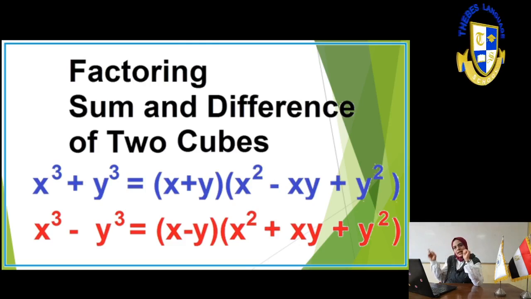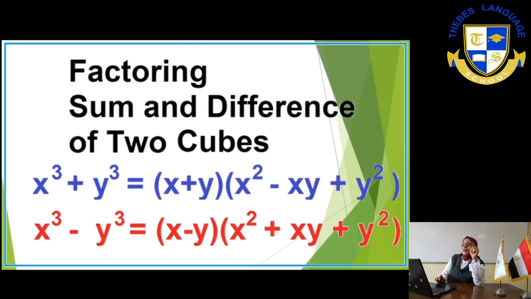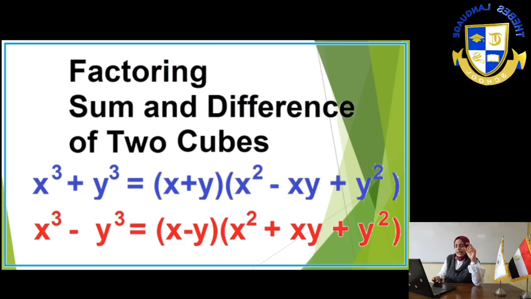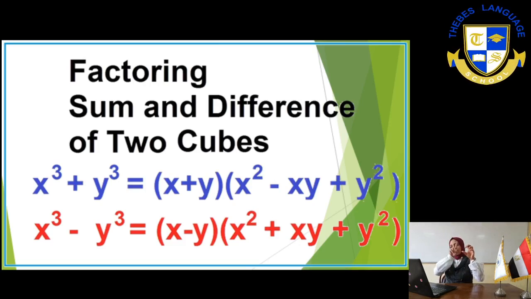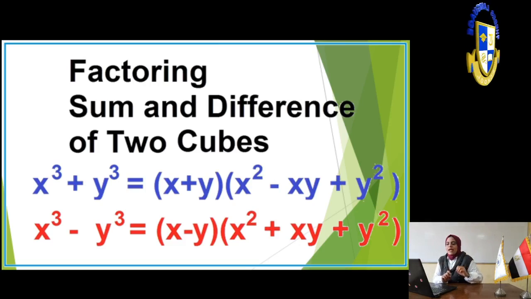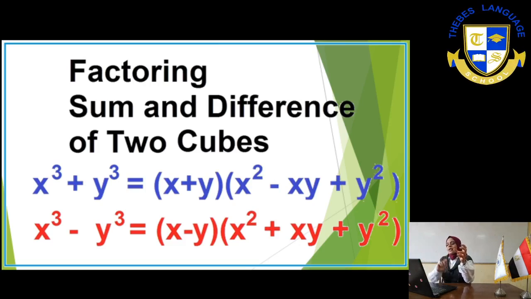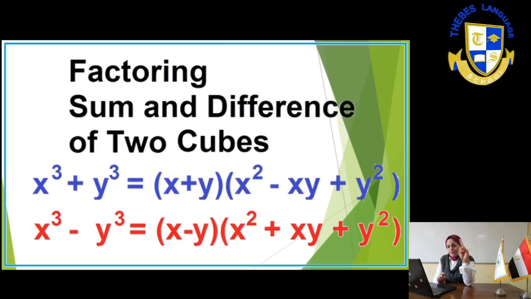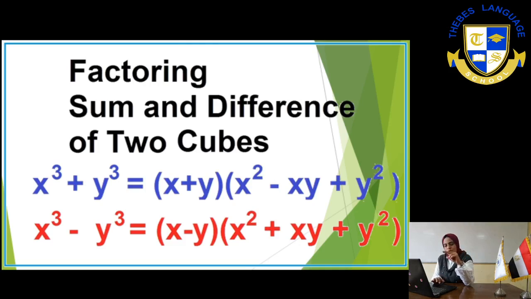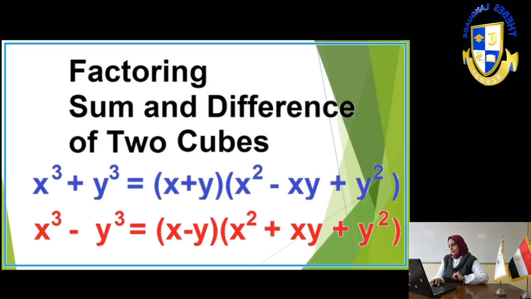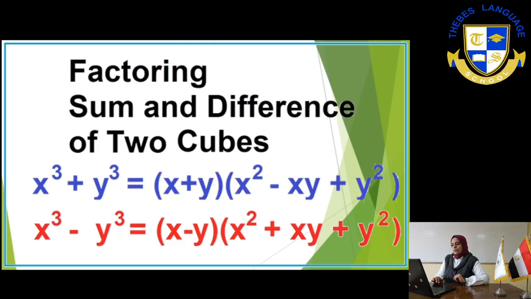To form the second bracket, by taking the first term to the power 2, it will be x to the power 2. And the second term to the power 2, it will be y to the power 2. Then multiply the first and the second term, it will be xy, then it changes the sign. Let's move to slide number 3.